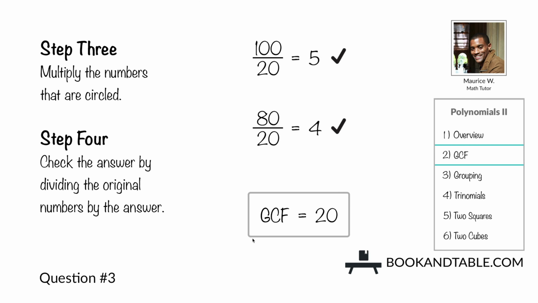And now to check the answer, we want to divide both 100 and 80 by 20 to make sure that we get whole numbers as our quotient. 100 divided by 20 is equal to 5, so that works. 80 divided by 20 is equal to 4, so that works. So the greatest common factor of 100 and 80 is equal to 20.